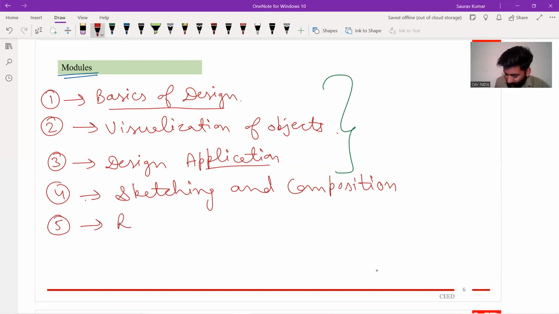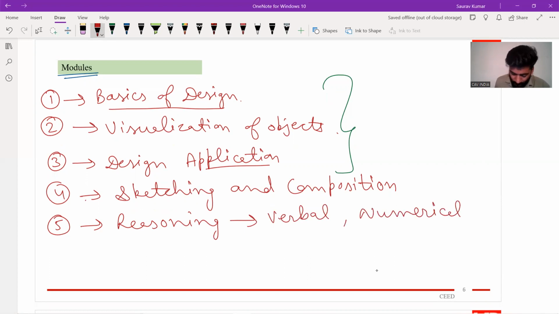your reasoning part. Our first target is to clear part A, and only after that they will look at our part B. So reasoning is very important. Reasoning further includes verbal reasoning or numerical reasoning, or any other kind of judgmental things. All such topics are covered in this.